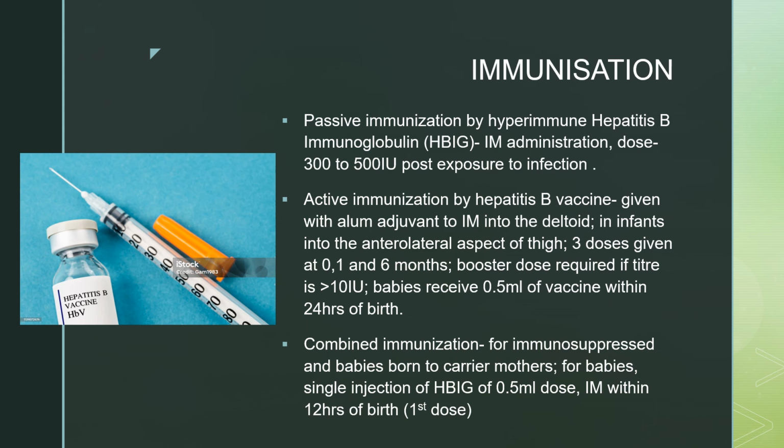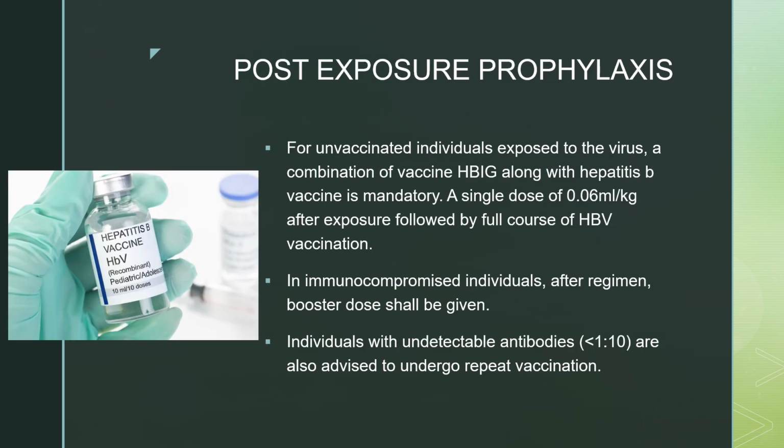Combined immunization is actually for immunosuppressed babies born to carrier mothers. These babies get a single dose of HBIG of 0.5 ml intramuscularly within 15 hours of birth, that is the first dose. Now, what is the post exposure prophylaxis? If the individual who has been exposed to the virus is unvaccinated, we would give them a combination of HBIG along with the hepatitis B vaccine. It is a mandatory rule.